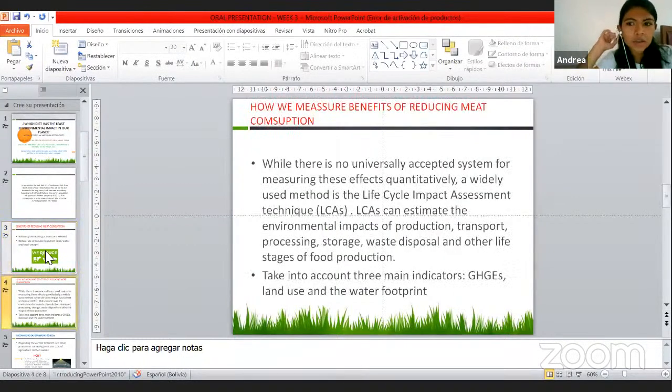There is one article that explains a way to measure the benefits of reducing meat consumption. There is not a specific method for making this measure, but you can estimate it by indicators. Here it takes into account three main indicators, which, as I mentioned, are greenhouse gas emissions, land use, and water footprint.